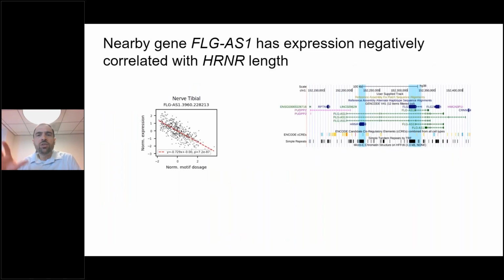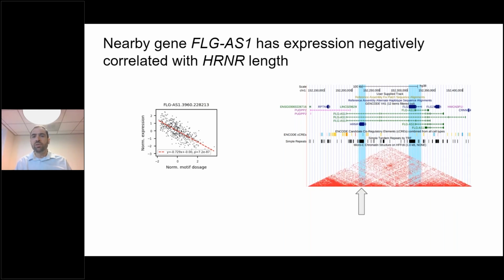What's interesting is if we zoom out, we can find nearby genes, FLG-AS1 and FLG, that actually have a negative correlation of expression with respect to the length of this HRNR exon. And so this means that, okay, there's this obvious eQTL where you have a longer sequence, but that longer sequence is actually affecting the expression of other nearby genes. And if we look in a little bit more detail, we can see there's actually a topological domain centered upon this HRNR gene.